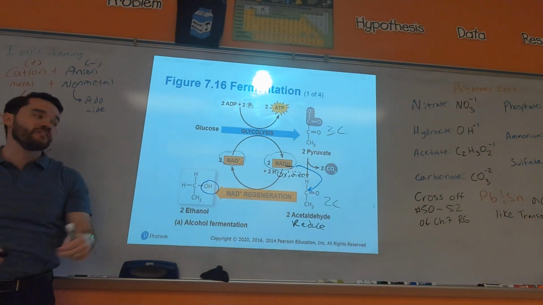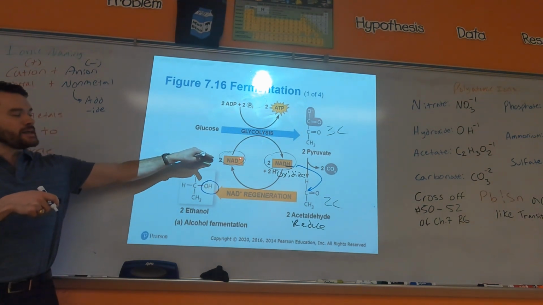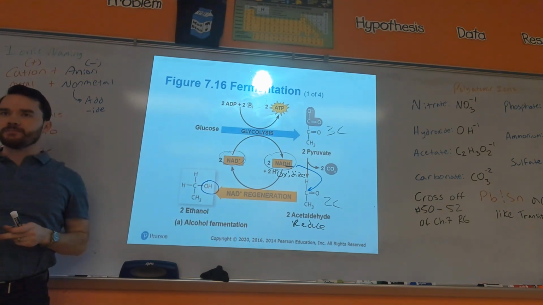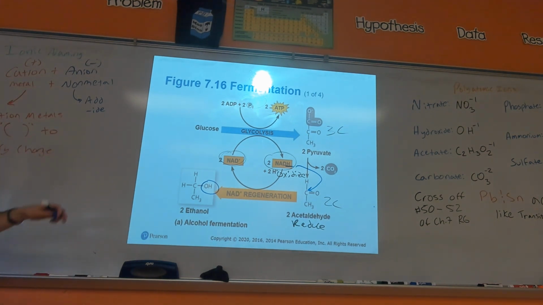And the purpose of all of that is now we have the NAD+ we need to do more glycolysis so we can make more ATP. So for alcohol fermentation, you go pyruvate to acetaldehyde to ethanol.